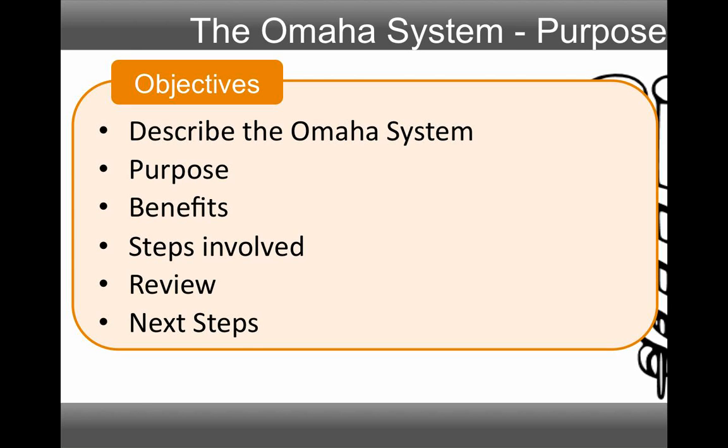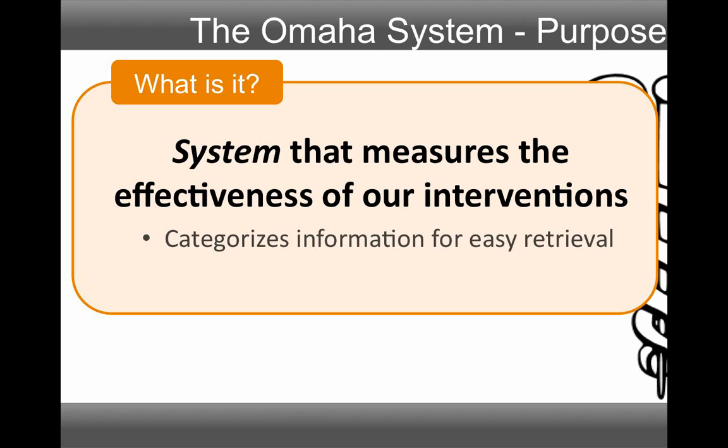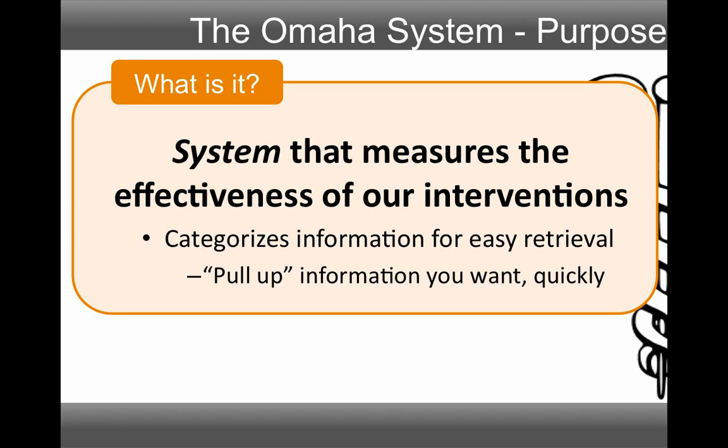So the objective of the first video here will be to describe the Omaha system, its purpose, benefits, and the steps involved with it. The goal is to have a basic understanding of how things are organized. So what is it? The Omaha system is a system that measures the effectiveness of our interventions, or what we do for our clients or patients. It just categorizes the information so that you can go back and retrieve it easily. You're able to pull up any information you want quickly.